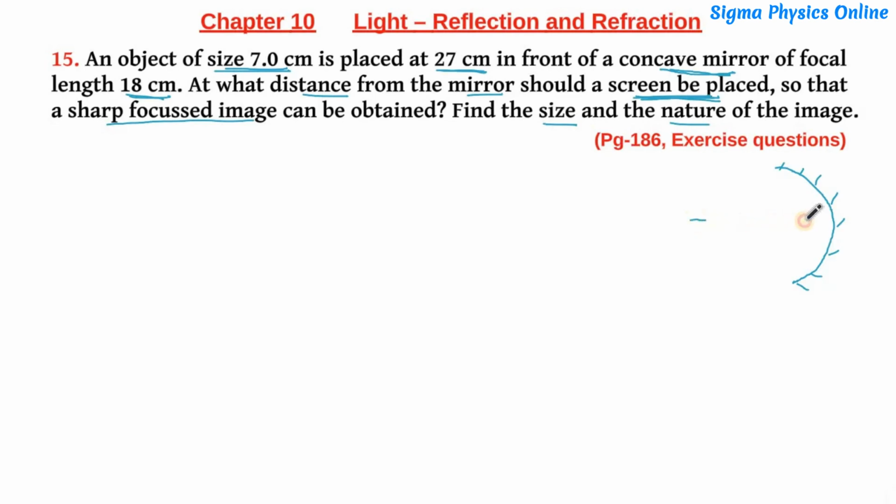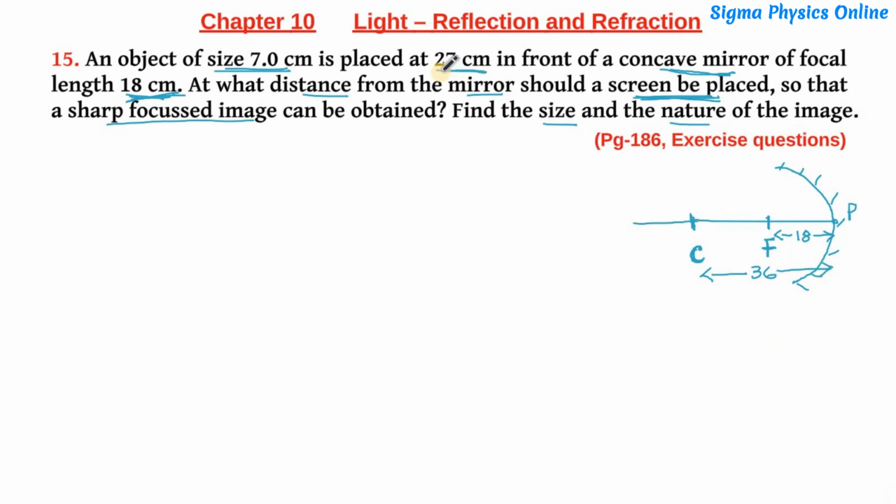So here we have a concave mirror and this is the principal axis of the concave mirror. Here is the pole and this is the focus, and double of the focus is the center of curvature or the radius of curvature. The focal length that is given here is 18 cm, so this distance is 18 cm. Now exactly double of it will be the radius of curvature. So the radius of curvature is 36 cm.